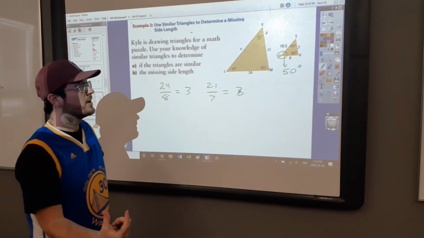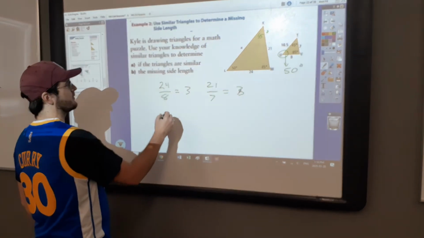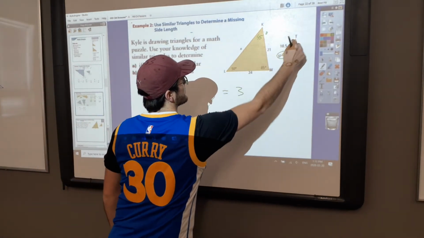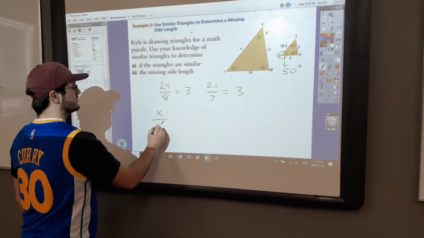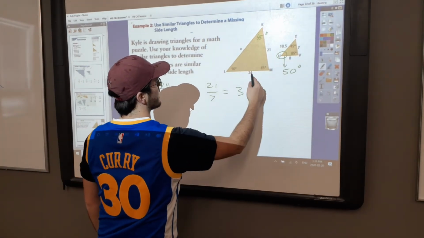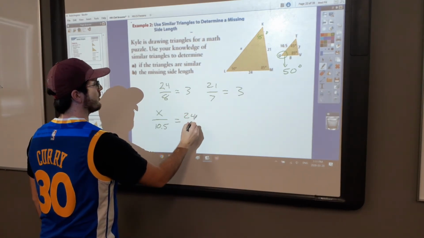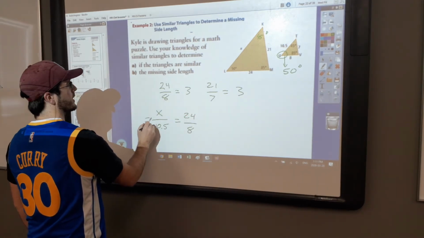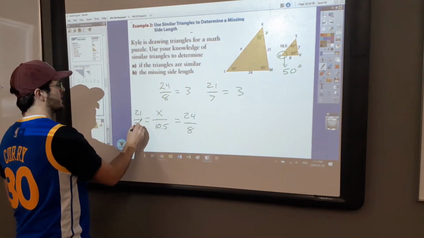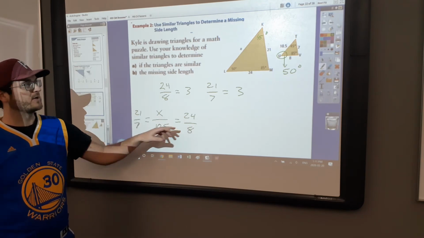So if they're similar, then I can use a cross multiply and divide method again to actually find the missing side length. So if I have this side length and this side length, I can compare that to either one. I can use the 24 and the 8, right? 24 with the 8, or I could use the 21 and the 7. And actually, either way will work. I could cross multiply and divide with this one, or I could cross multiply and divide with this one.